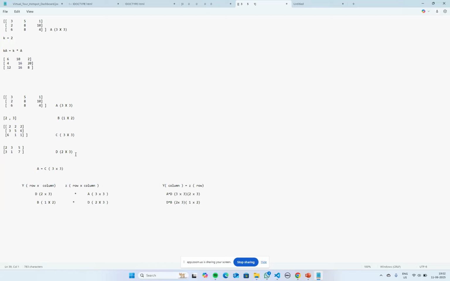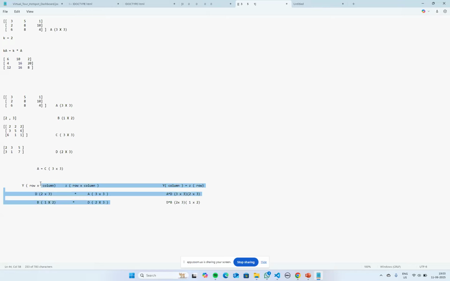So using all the possible ways, D and A are possible to multiply, and B and D are possible to multiply. This 3 and 3 is equal in D and A, so we can multiply. Then in B, 2 and 2, that is column and row, is equal. So it's possible.